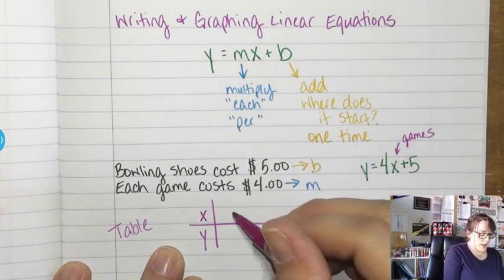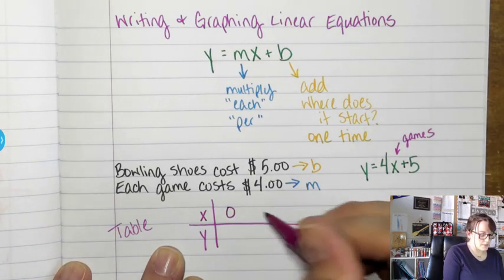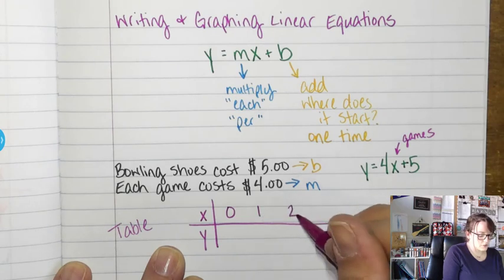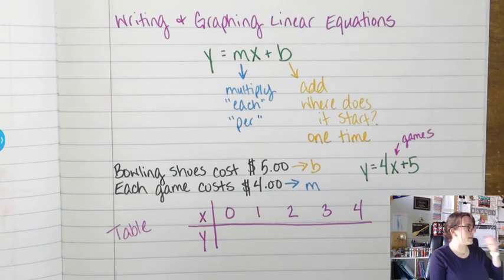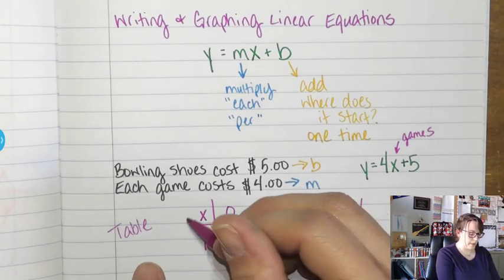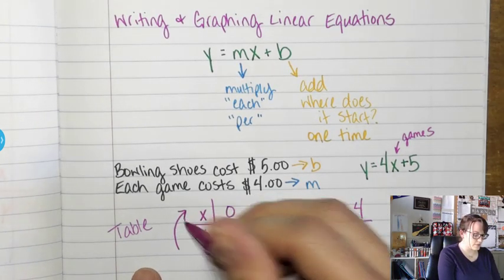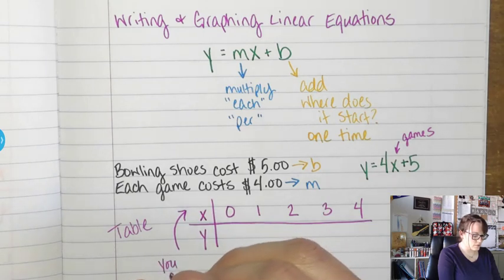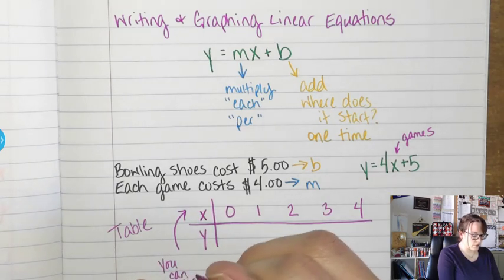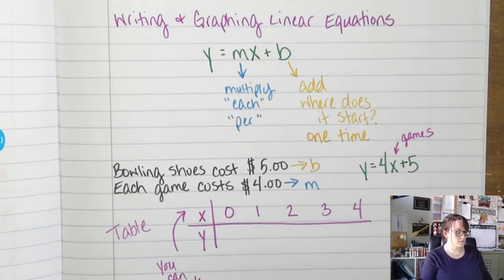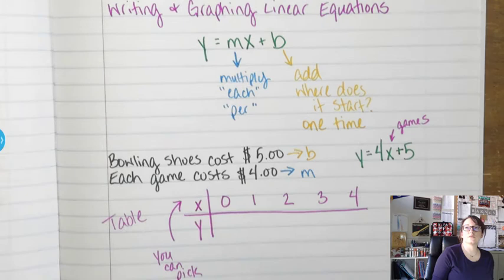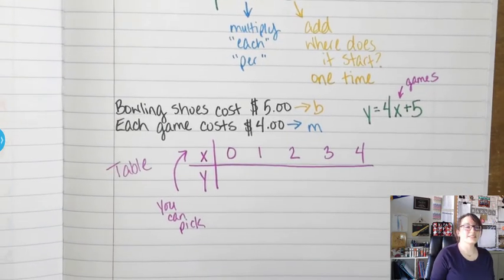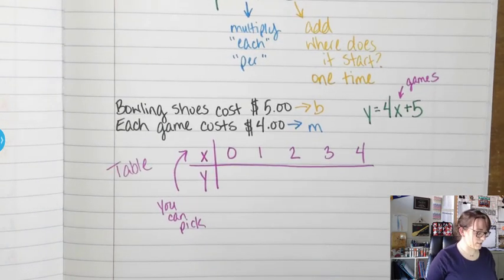So I might need to know how much it costs to bowl 0 games, 1, 2, 3, 4. You get to pick the x. Pick easy numbers. We picked 0, 1, 2, 3, 4. But just like in science, you can pick the input.